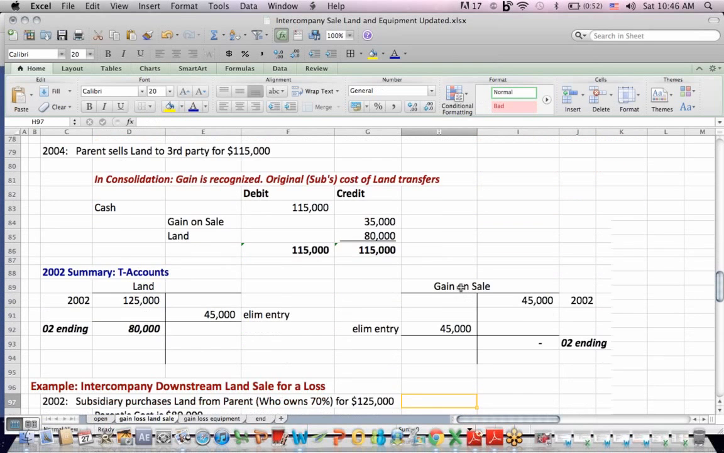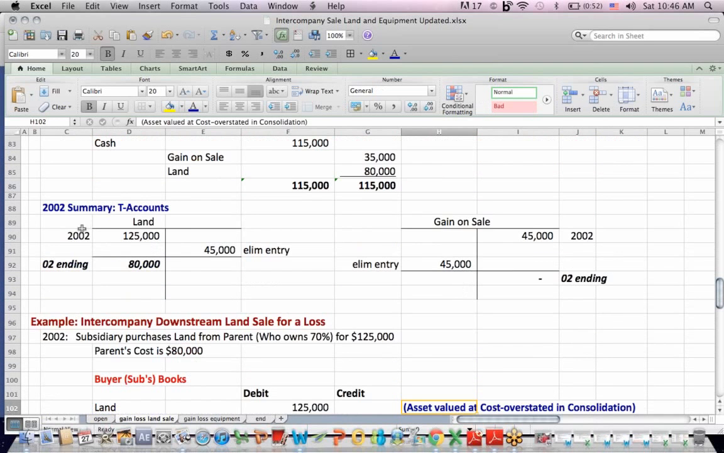If you can imagine a T account, you can see that the land is on the books at the higher value. We credit in an elimination entry. You can see the gain on sale was created during the intercompany transaction. We debit to remove it, so we end up with no gain on sale, no credit. On the land, the asset account, we end up with a debit of $80,000.